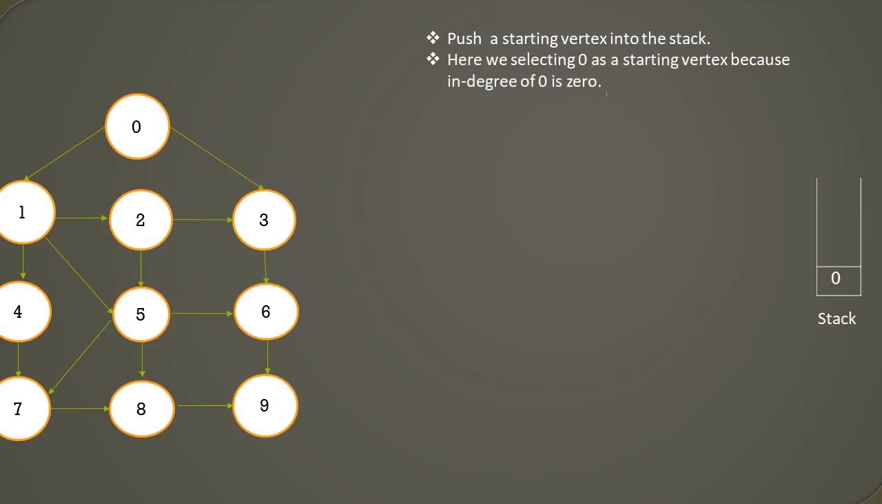Here we selected 0 as the starting vertex because the in-degree of 0 is 0. In-degree counts incident edges. The in-degree of 5 is 2, 6 is 2, and so on.